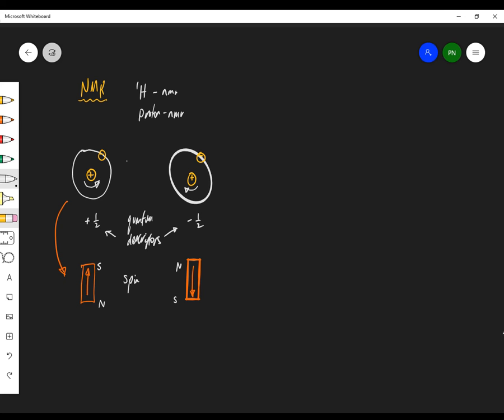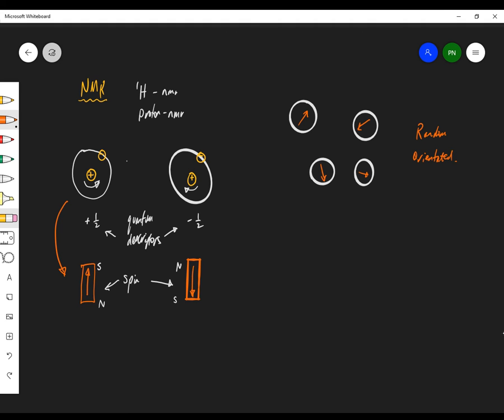And because they have spin, they can either spin this way, spin up, or this way, spin down. So if we have lots of protons, let's say lots of hydrogens, there's a hydrogen, and there's a hydrogen, and there's a hydrogen, and there's a hydrogen, the spins will be in all directions. Random, okay? And so these are randomly orientated.